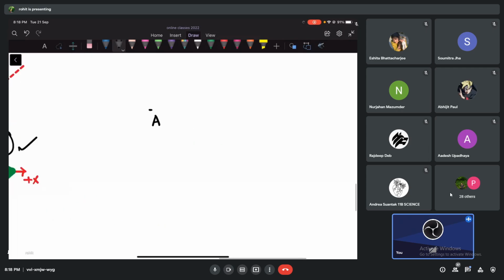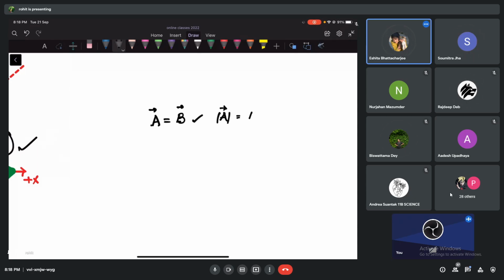If I write this as a bar, there are different types of vectors, if you remember, we have discussed. What is the first one? Equal vectors. When are two vectors going to be called equal, guys? If they have the same magnitude and the same direction. If the magnitude of a is the same as the magnitude of b, and the direction of a is the same as the direction of b, then we call them equal vectors.